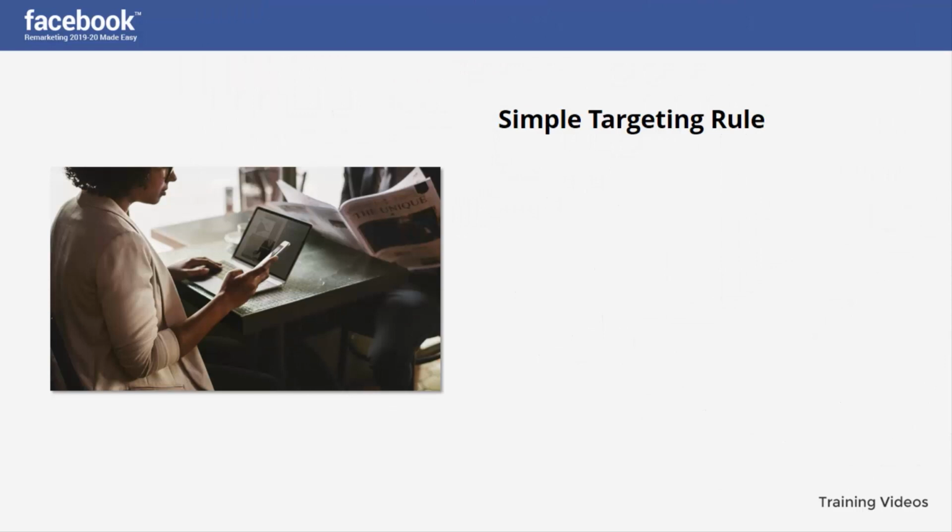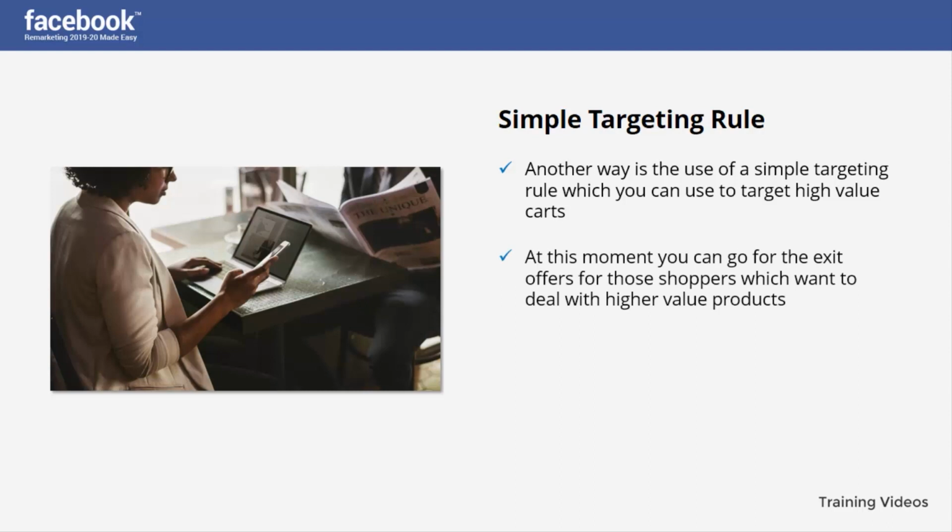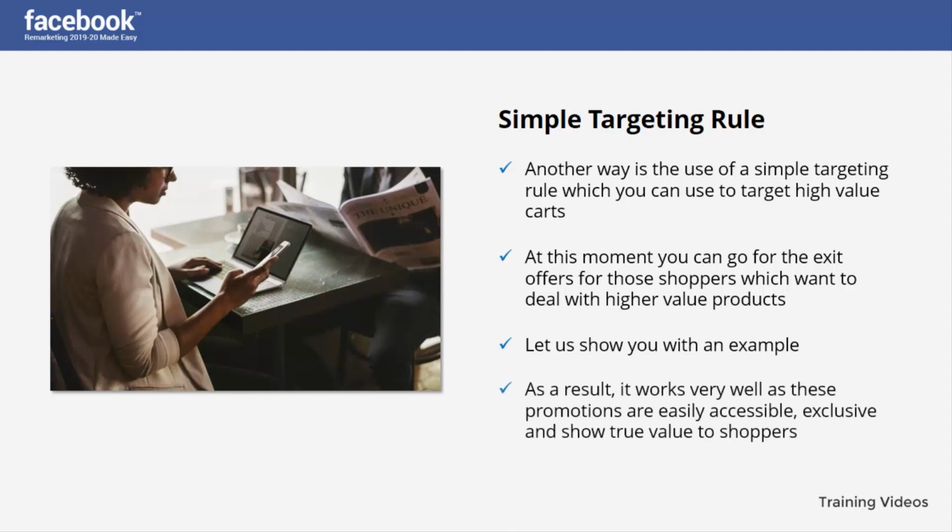Another way is the use of a simple targeting rule, which you can use to target high-value carts. For shoppers who have a certain dollar amount in their cart or a specific item, you can present offers using the simple targeting rule. At this moment, you can go for exit offers for those shoppers who want to deal with higher value products. Let us show you with an example. Let's say you usually offer 10% off, but this time you will also offer them free shipping because they are a high-value shopper. As a result, it works very well as these promotions are easily accessible, exclusive, and show true value to shoppers.